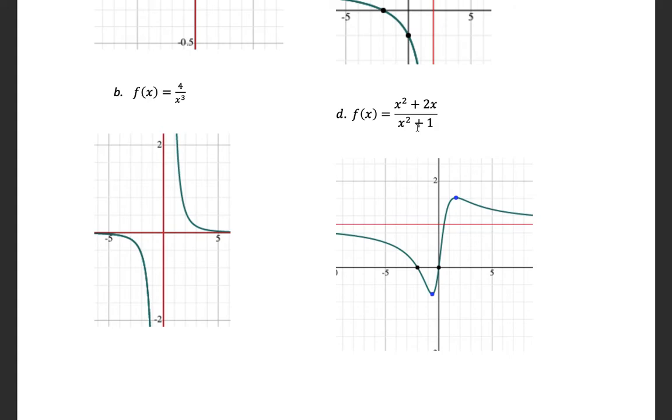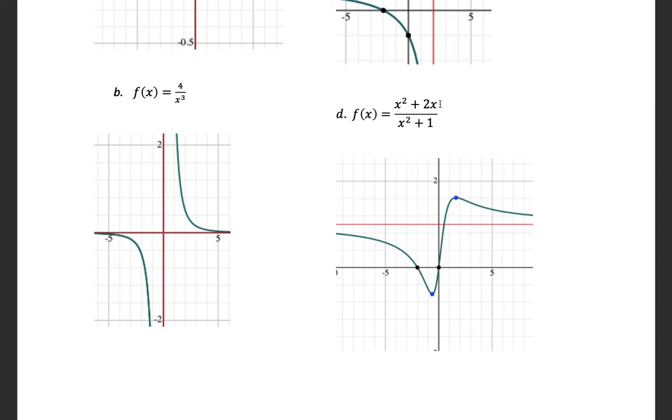And in this question, there is no vertical asymptote. The reason is x squared plus 1. If you write x squared plus 1 equal to 0, you will see x squared equals minus 1, then x equals plus or minus square root of minus 1, which is undefined. So this quantity becomes undefined when you try to find the vertical asymptote.